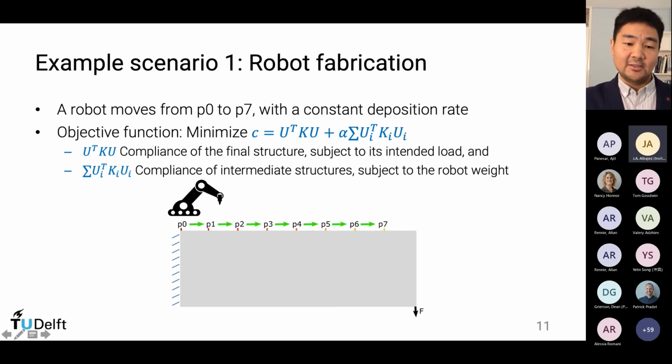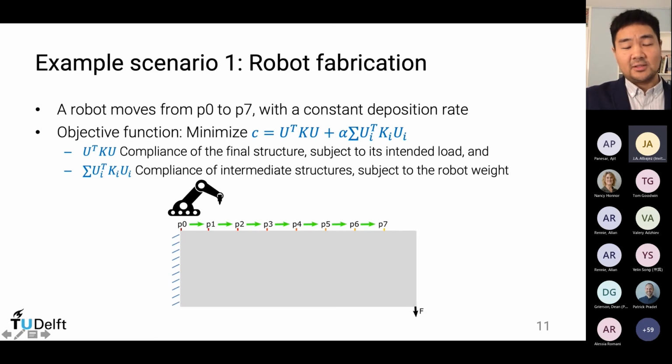So here we have a design space, a rectangular design space. The left side is fixed. A structure will be found in between, and this structure is supposed to support a load applied on the bottom right side. We assume this structure will be produced by a moving robotic platform. The robot will move from P0, P1 until P7, and at each point, the robot has a given amount of material to deposit.